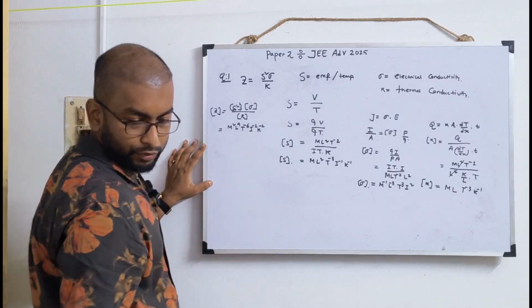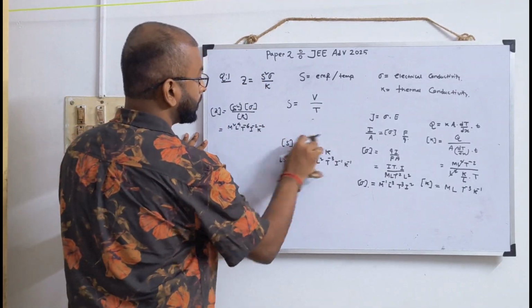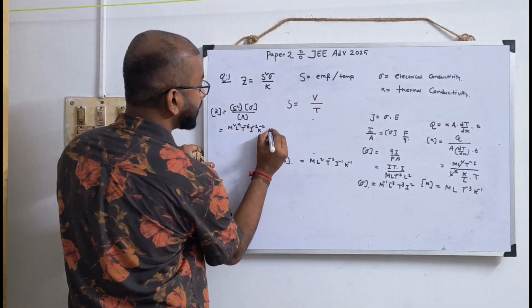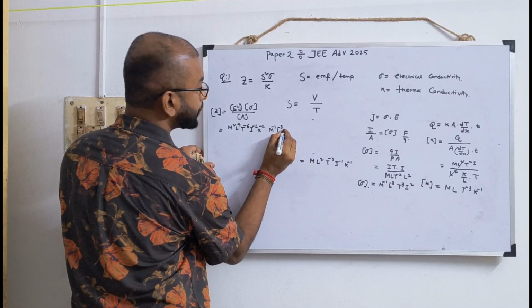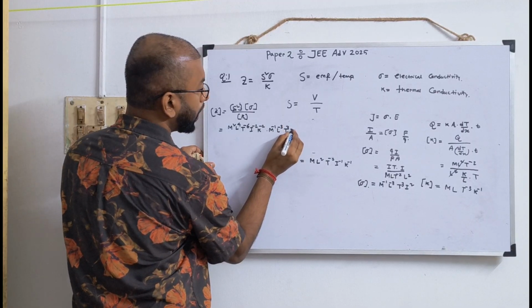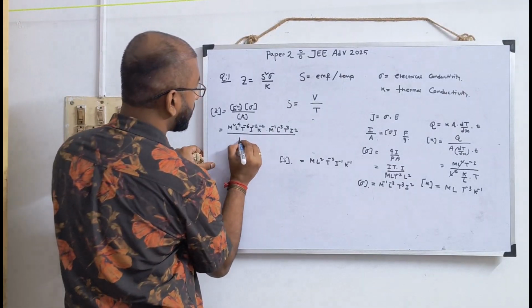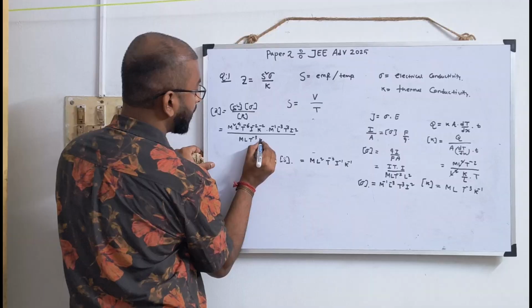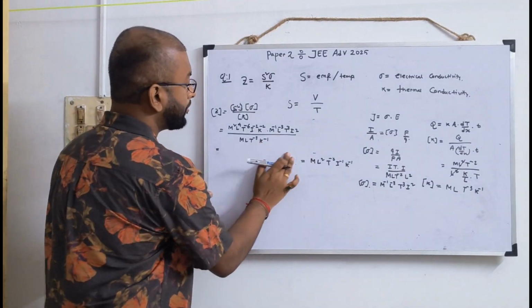Into sigma. Now this part is over, so we can erase this part. Sigma I can write M to the power minus 1 L to the power minus 3 T cube I square by kappa. Kappa is M L T to the power minus 3 K to the power minus 1. Now this I have to simplify.